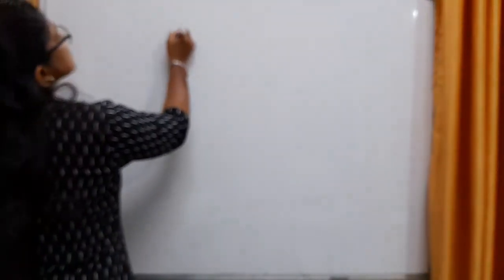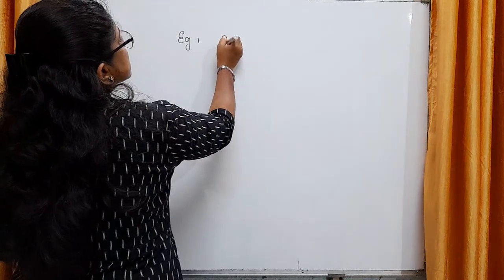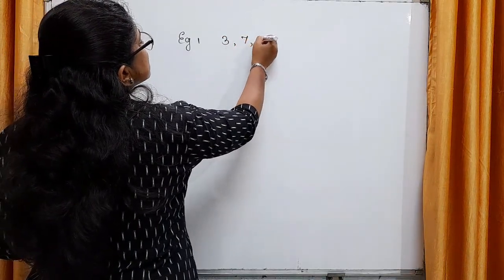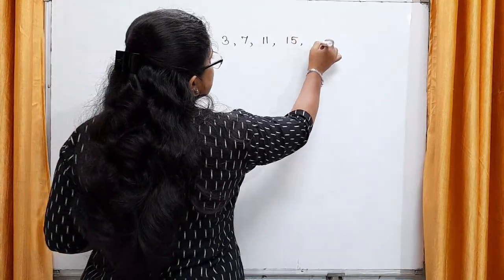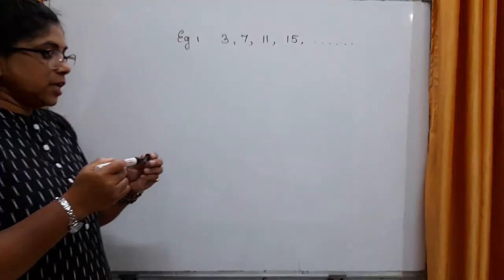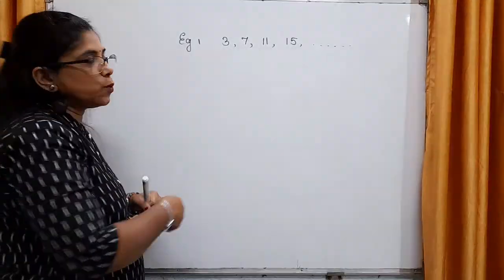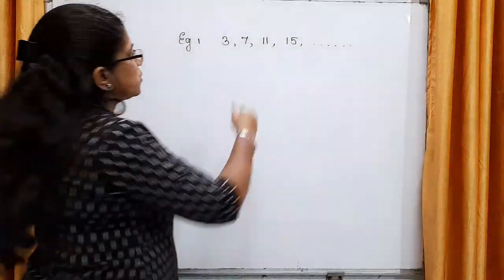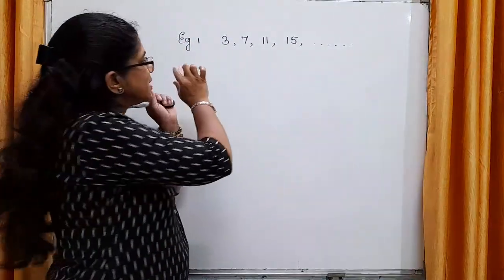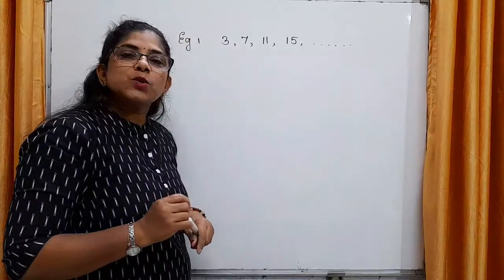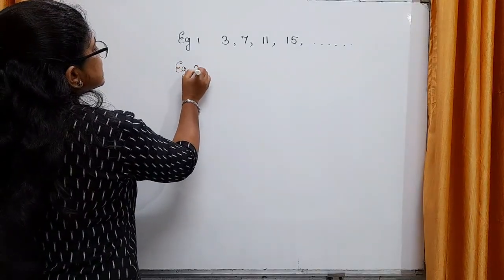Now, let us say example 1. Here, 3, 7, 11, 15 and so on. See, if you subtract any two consecutive numbers, 7 minus 3 is 4, 11 minus 7 is 4, 15 minus 11 is 4. So, such a sequence is called an AP. One more example. Example 2.